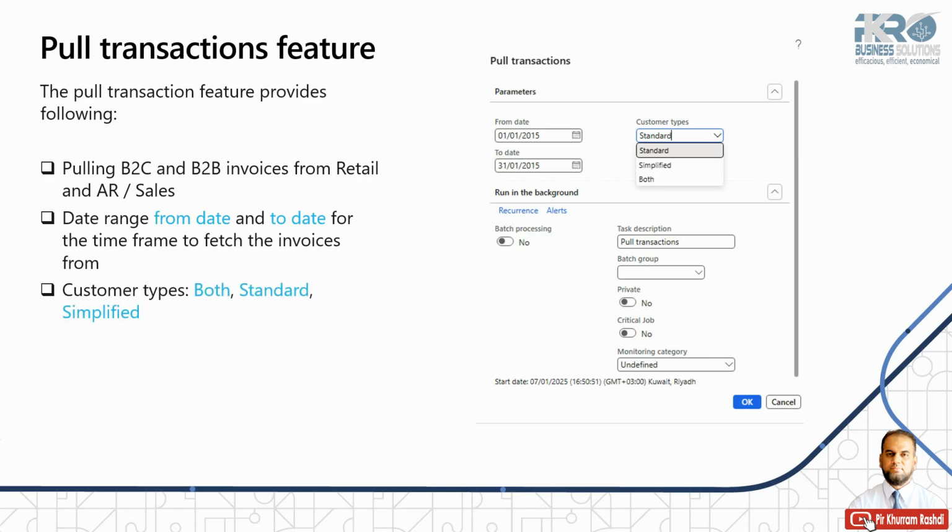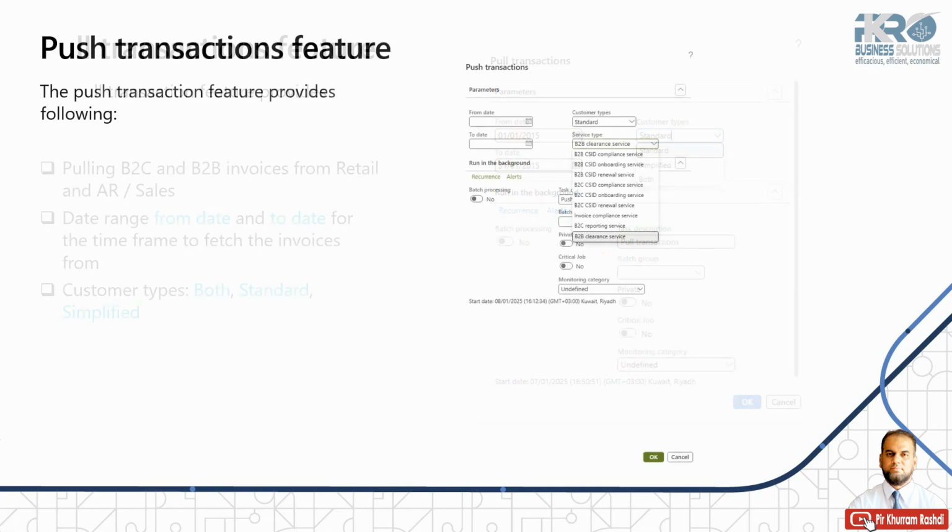So what it provides, whether you want to pull standard as well as simplified invoice. Standard means B2B from account receivable or sales module, or simplified from retail module, or both. So if you select both and you give a date range, it will pull from both the modules, that is from retail as well as account receivable or sales module.